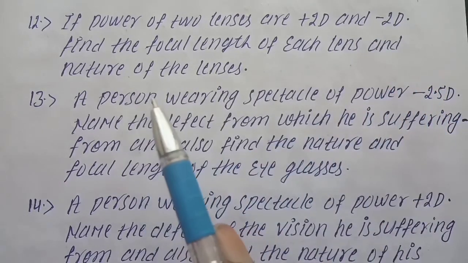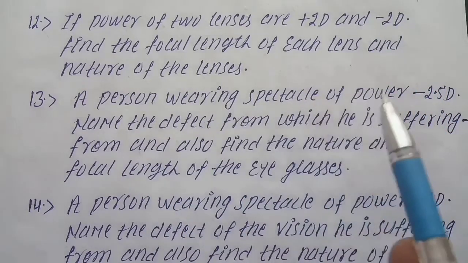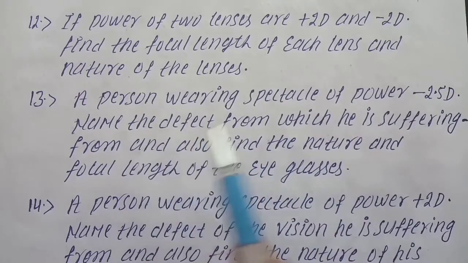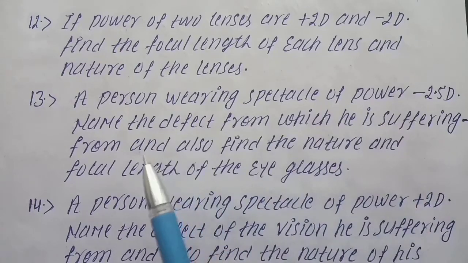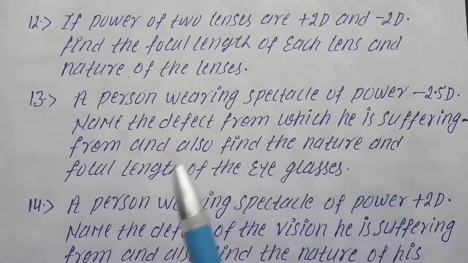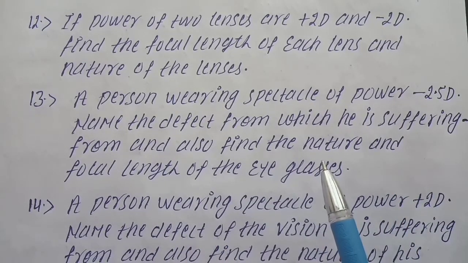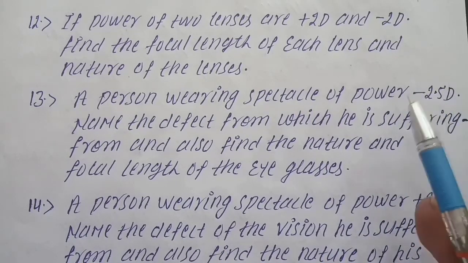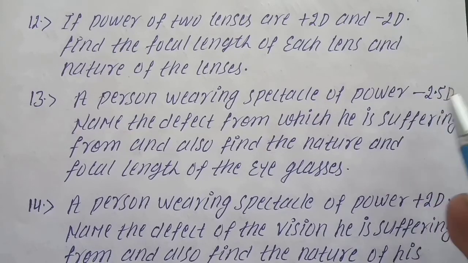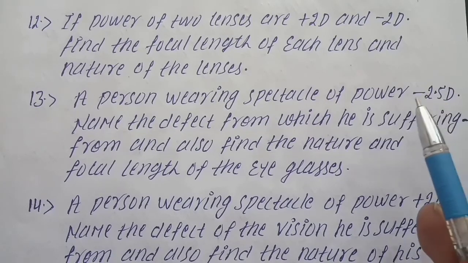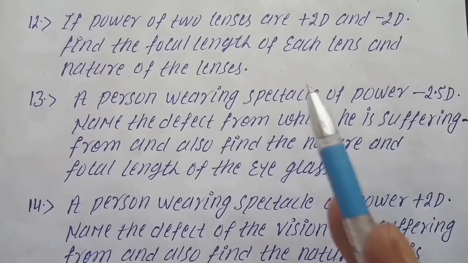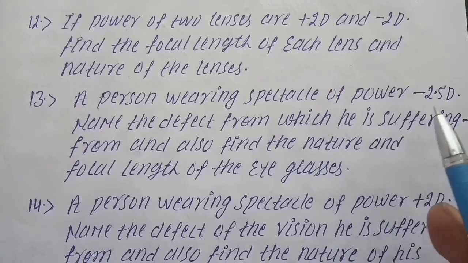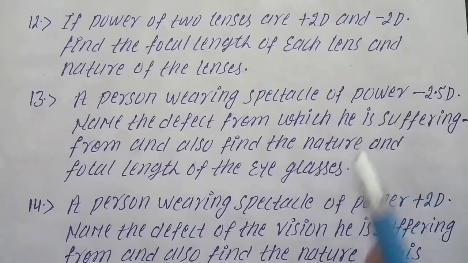Next, a person wearing spectacle of power minus 2.5 diopter. Name the defect from which he is suffering, and also find the nature and focal length of the eyeglasses. Since in this case power is given negative, so it will indicate concave lens, and if the lens is concave, then defect is myopia. Now you have to find out focal length in this case. So let us see next.